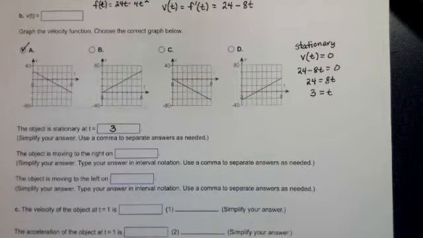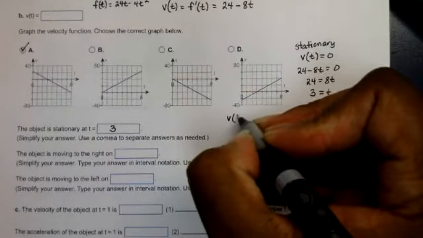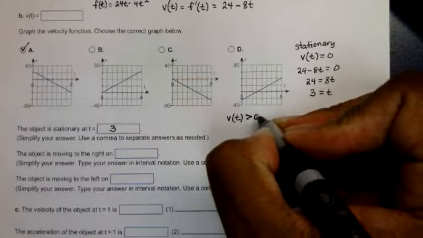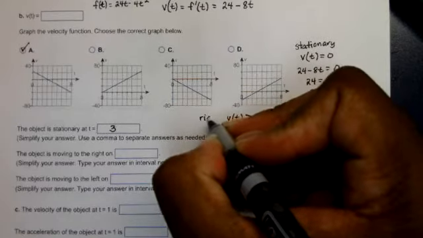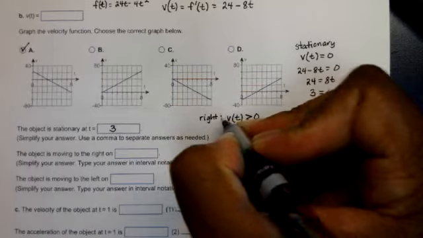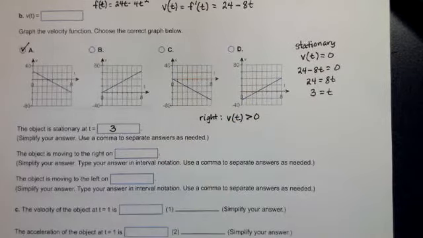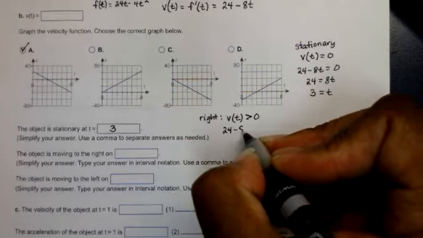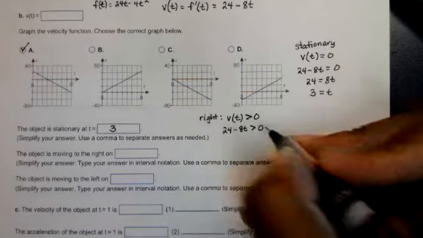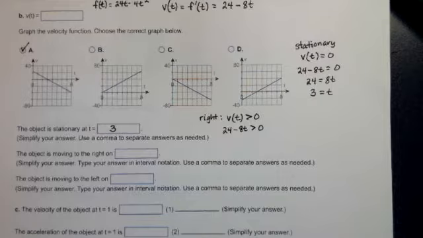All right, and then next, the object is moving to the right. If it's moving to the right, that means v of t has to be greater than 0. So I'm going to put the word right for moving to the right. That means v of t is greater than 0. And v of t in this case is 24 minus 8t. It's greater than 0. So we want to find out what values of time would satisfy this inequality.